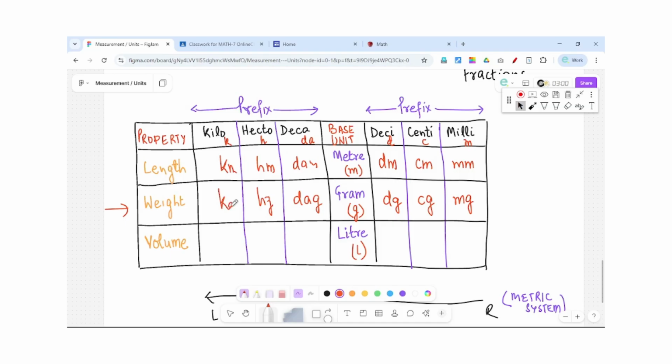kilogram, then milliliter, centiliter, deciliter, liter, decaliter, hectoliter, and kiloliter. So this chart you have to fill up and you have to remember. It's a very important chart. Remember this.